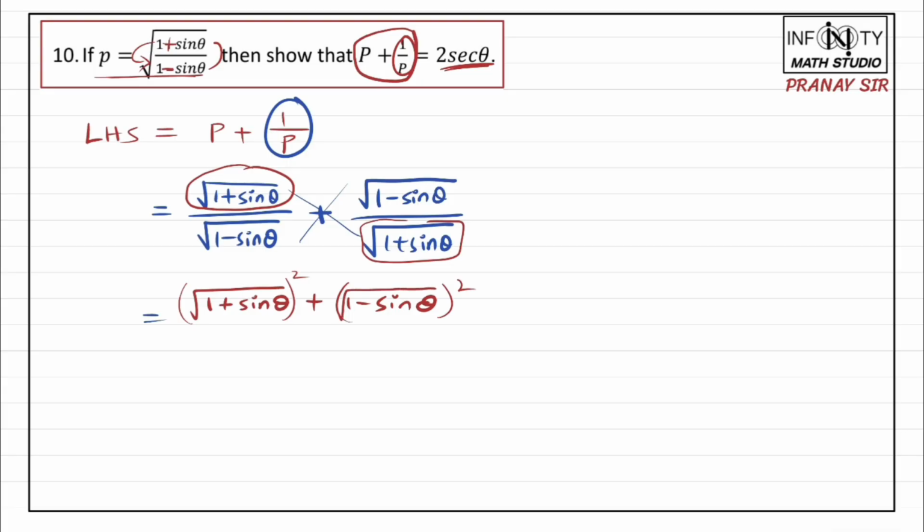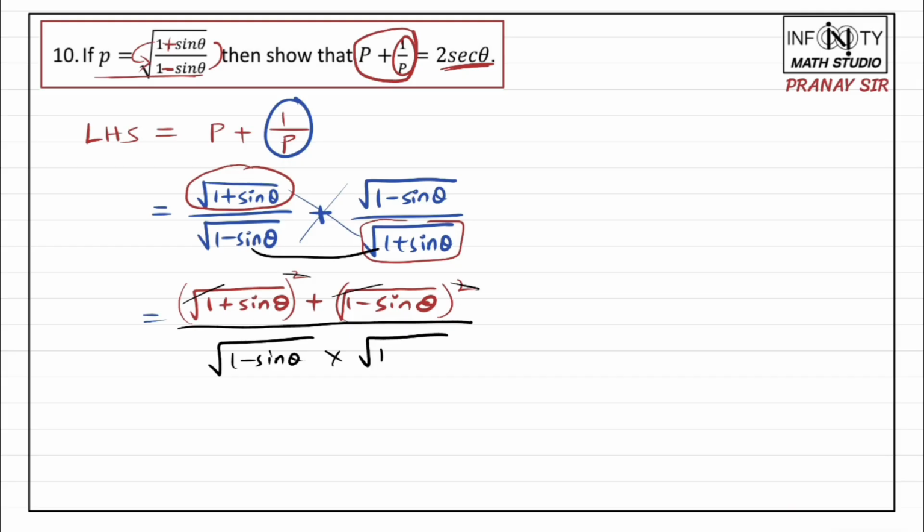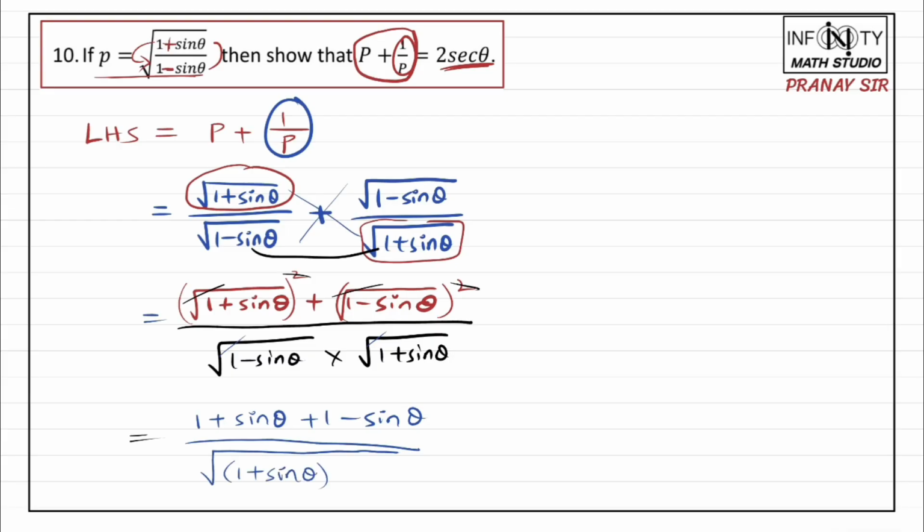Okay, now here you may cancel the root and square, divided by the denominators multiplied together, under root 1 minus sin theta into under root 1 plus sin theta. Now after cancellation of roots, the left out terms will be like this, 1 plus sin theta plus 1 minus sin theta. In the denominator part, since both have root, I am writing the combined root and I multiply 1 plus sin theta into 1 minus sin theta. Since multiplication is commutative, I can write either order.